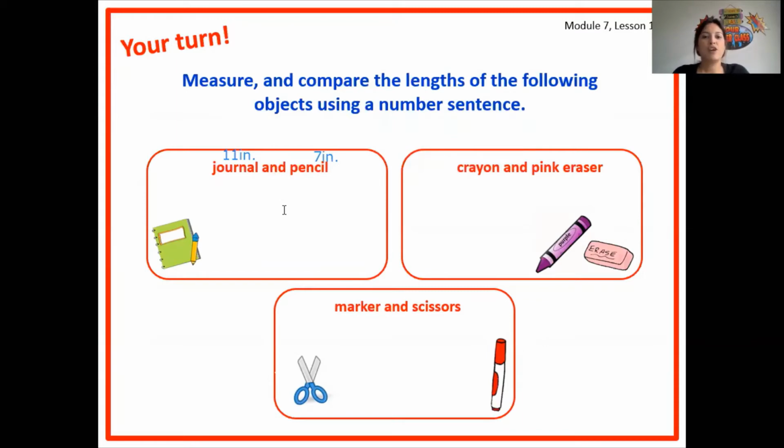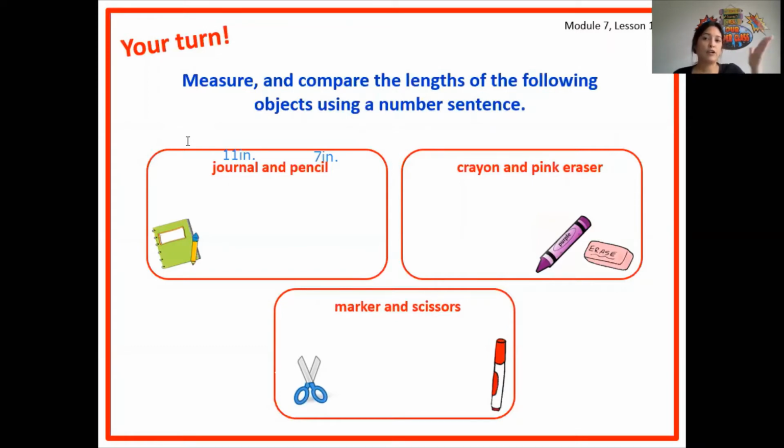All right, so I wrote it at the top there just because I wanna leave some space, but you can write it on your paper and that's okay. So now it says, compare the lengths of the following objects using a number sentence. So now I have to compare. Which one was longer, my journal or my pencil? Yes, my journal. And how much longer?